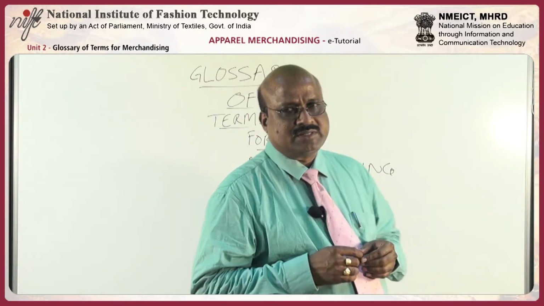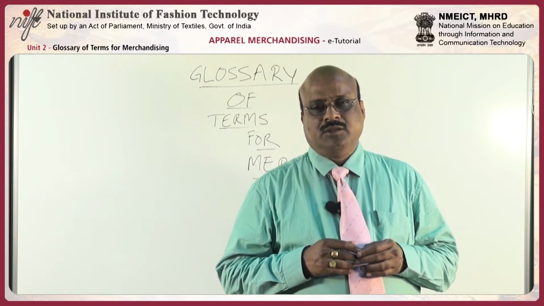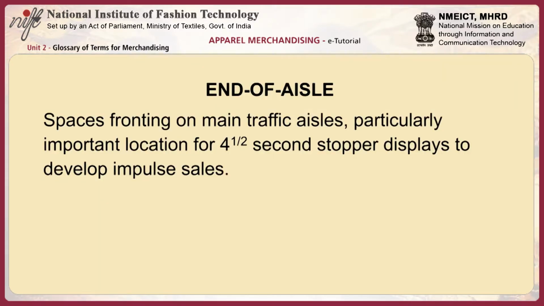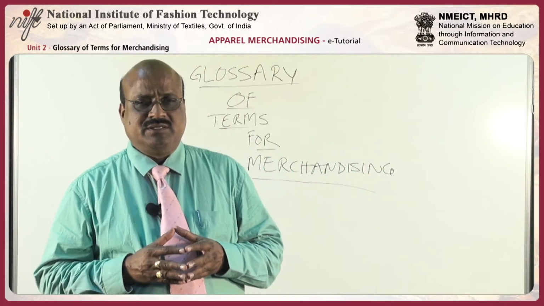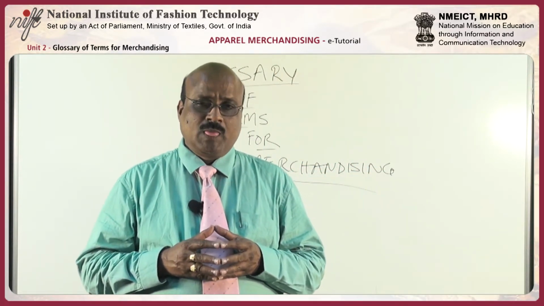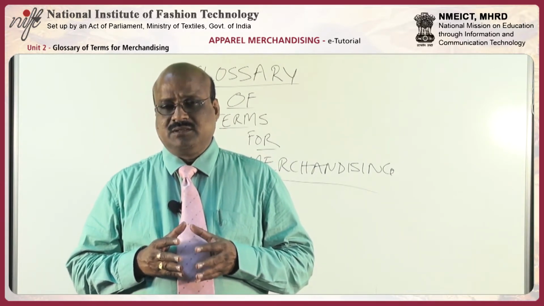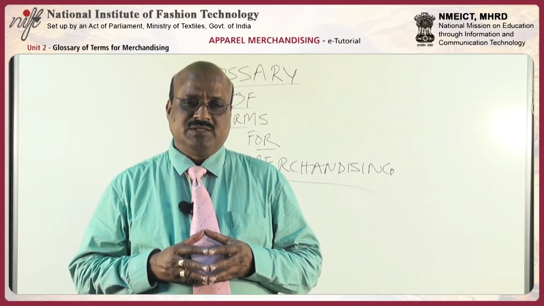Another term to understand is end of aisle. So what is end of aisle? Spaces fronting on main traffic aisles, a particularly important location for 4.5-second stopper displays to develop impulse sales. So end of aisle, as the name indicates, is a space fronting the main traffic aisles. It is an important location for 4.5-second stopper displays to develop impulse sales.